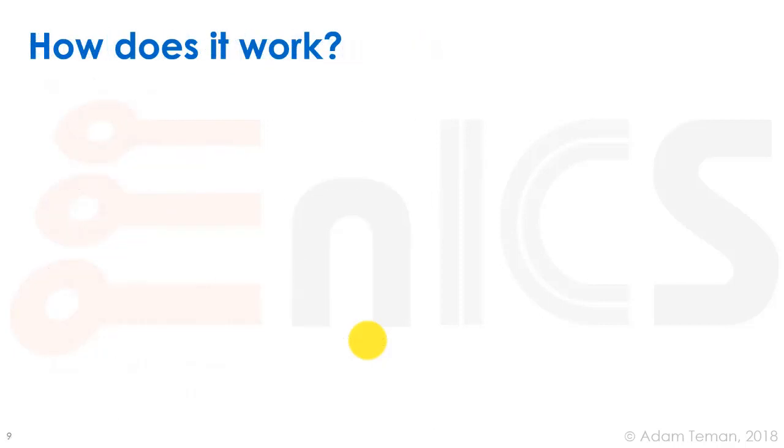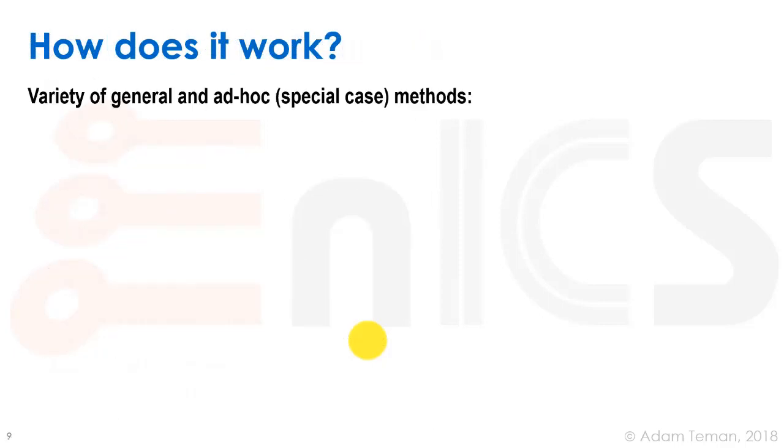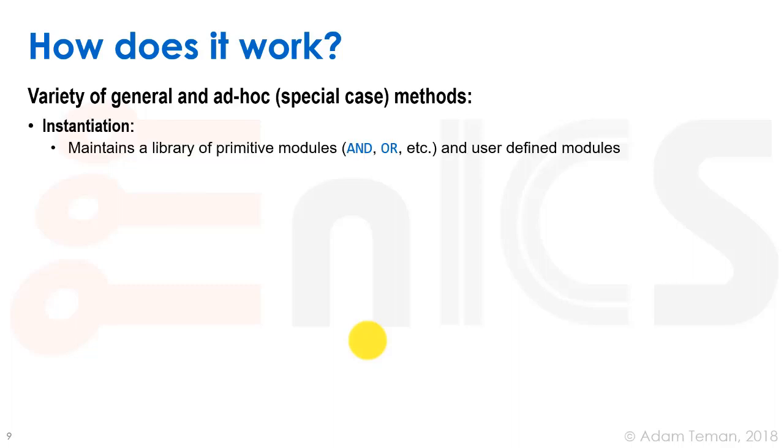So how does this work? Well, just as a very high-level description of this, we have a variety of general and ad hoc methods. For example, instantiation. So we have these primitives like AND gates, OR gates, XOR gates, or functions, rather, that we can instantiate. So if we run into an OR operator in the Verilog, what we can do is just take one of these OR primitives that we have inside our synthesis tool and replace it with that.